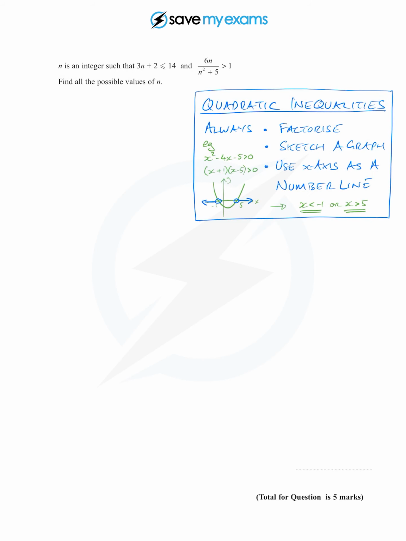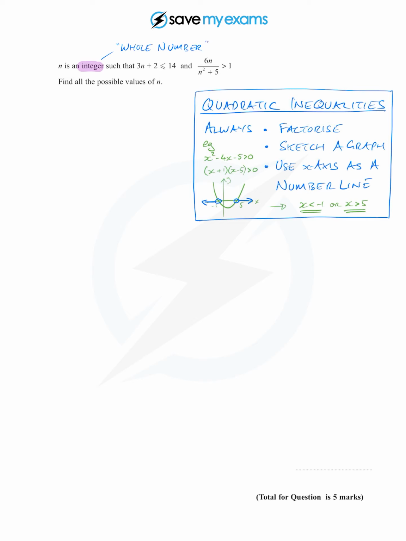Right, we have n, and it's an integer. Before we go on, what's an integer? Remember that an integer is a whole number. So 4, 5, 6, 7, 8, not a half or 3 halves or minus 2.5 or anything.